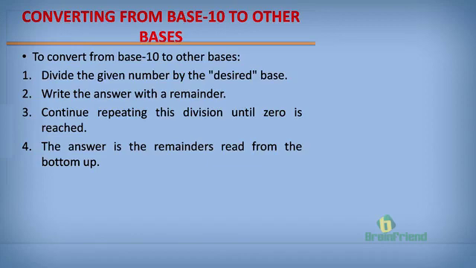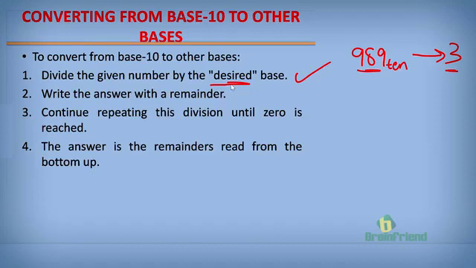So to convert from base 10 to other bases, the first thing we do is divide the number by the desired base. So let's say we have 989 in base 10, and we are asked to convert this number to base 3. The first step says we divide the given number 989 by base 3, that is the desired base, and then we write down the answer with the remainder.